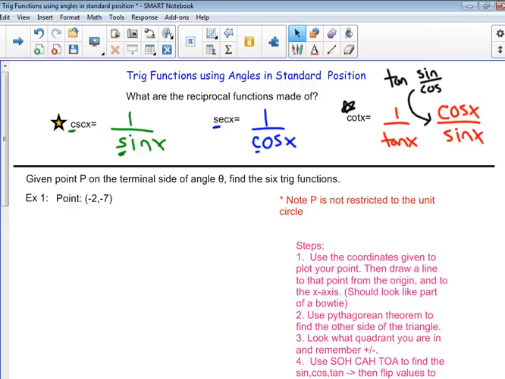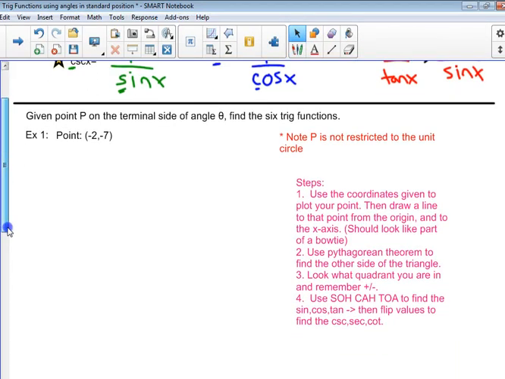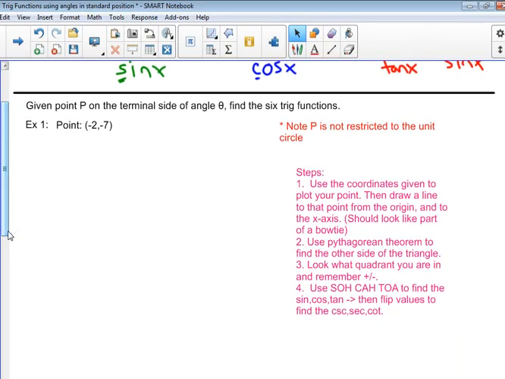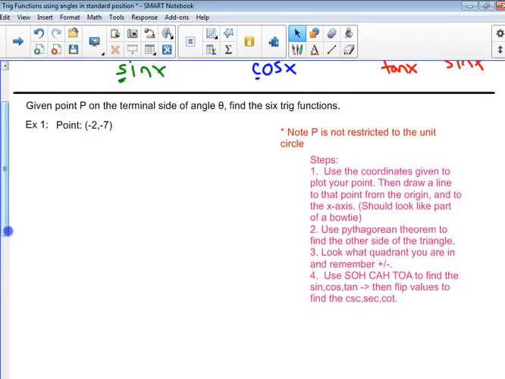What you guys are going to see today, and for your homework, looks just like this. It says you're going to be given some point P on the terminal side of an angle theta. Theta, we just don't know what it is. Find the other 6 trig functions. Now, if they do not say you're on a unit circle, P is not restricted to the unit circle. This is just a point.